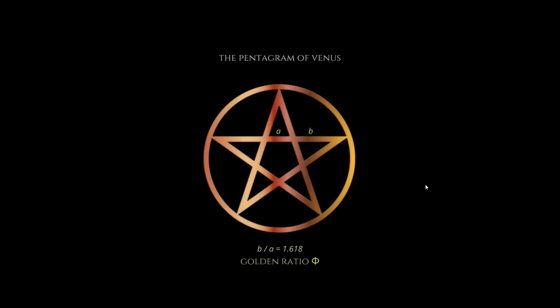Hey guys, today I want to show you the pentagram of Venus and how the five-pointed star encodes the golden ratio, or phi, the value of 1.618. I'm also going to show you how the pentagram of Venus is related to Revelation 8:11, the wormwood star, and also how that's related to the founding of the United States.